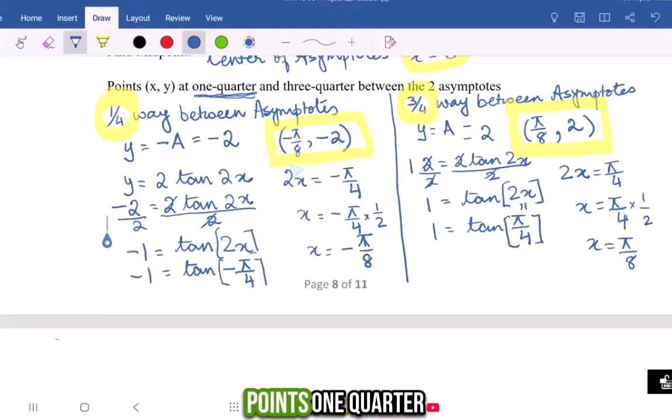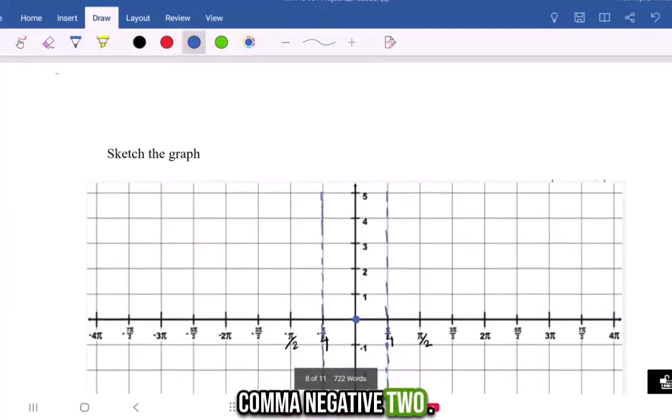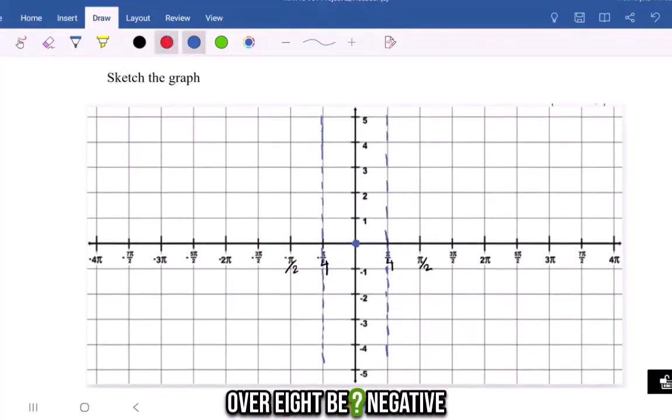Next is to plot the points 1/4 way. At 1/4 way between the asymptotes, it's negative pi over 8 comma negative 2. Where will negative pi over 8 be? Negative pi over 8 is going to be midway between negative pi over 4 and the center point, correct? So let's mark it here between negative pi over 4 and 0. This point is 0. And then for the 3/4 way, it's going to be right here between 0 and the right hand side asymptote. Let's mark this negative pi over 8 and positive pi over 8.